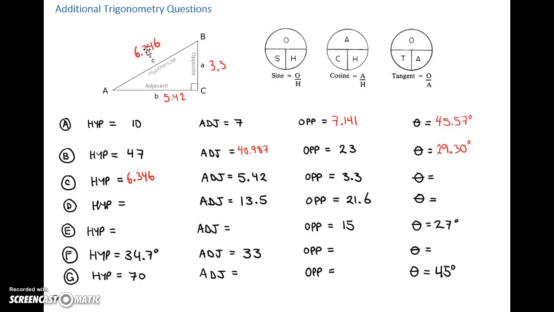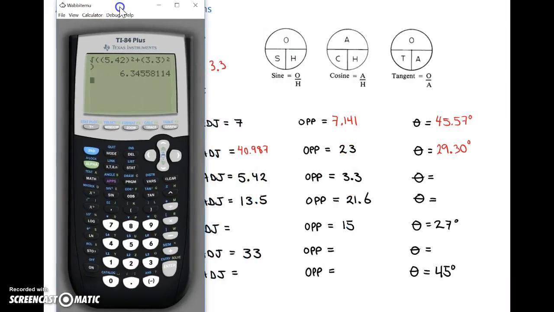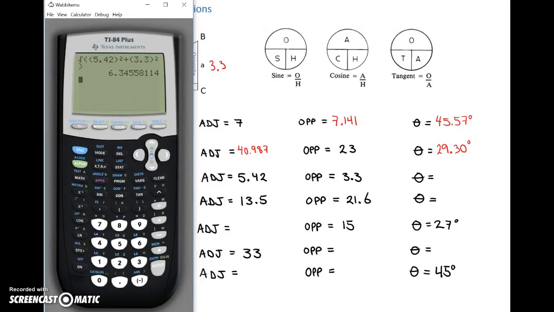We have every side's dimension for that triangle. Now we're going to find the angle. Well, the given values are the opposite and the adjacent, so let's do tan now, guys. Tan is the opposite over the adjacent. So if we do second function tan, opposite 3.3, divided by the adjacent of 5.42, close brackets, that gives us an angle of 31.335. So we'll go 31.34.